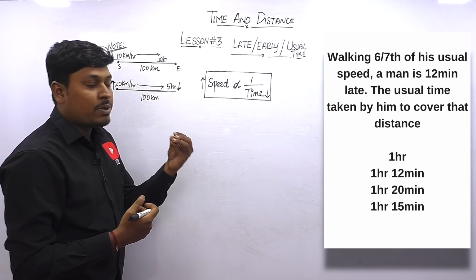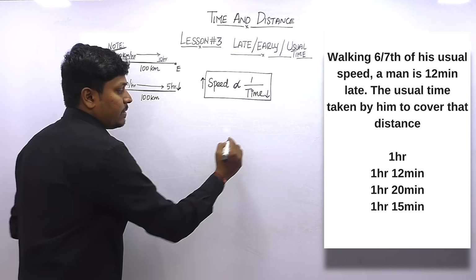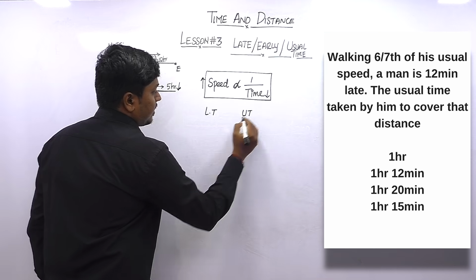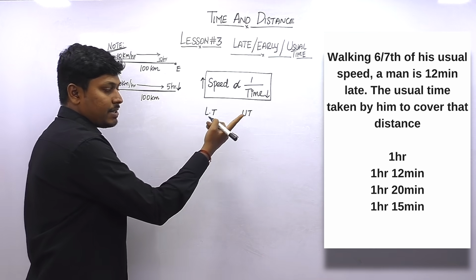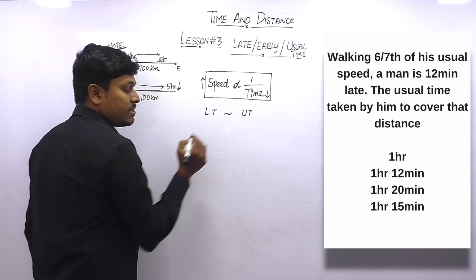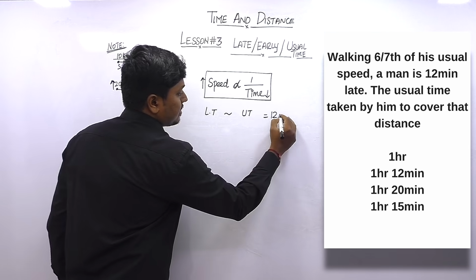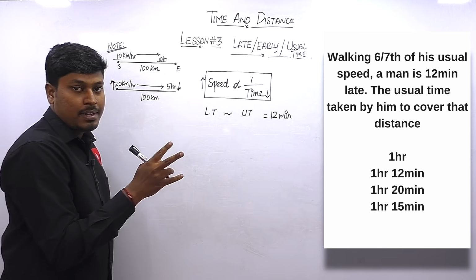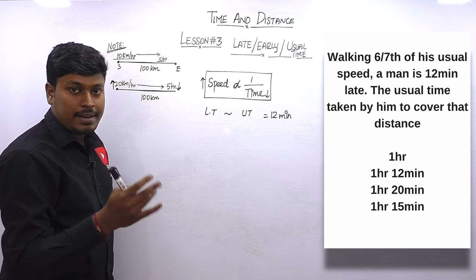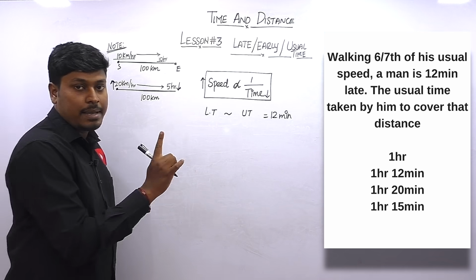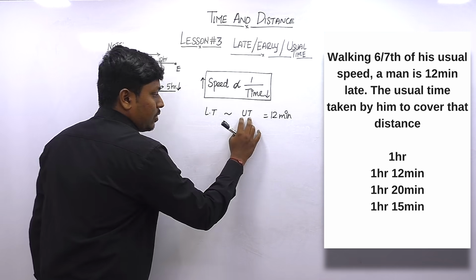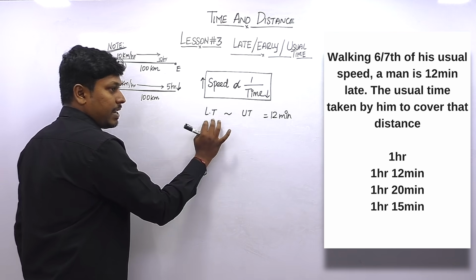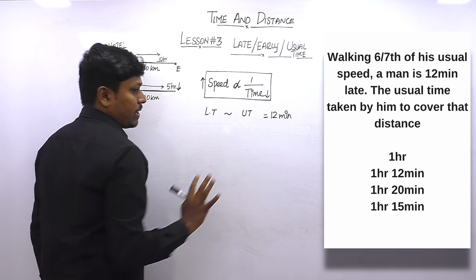So our target is to find the usual timing. Listen carefully: the late timing is 12 minutes late, so the difference between the late timing and the usual timing is 12 minutes. Friends, in the previous question they gave two different timings, so we found whether it was early or late. But here they have given only one timing, 12 minutes late. So the difference between the late time and the usual time will be 12 minutes.